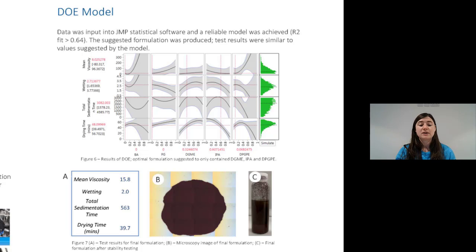So really, this process demonstrates how you can use statistical methods and high throughput experimentation for this discovery phase of ink formulation. And this will give you a more targeted approach to optimization.